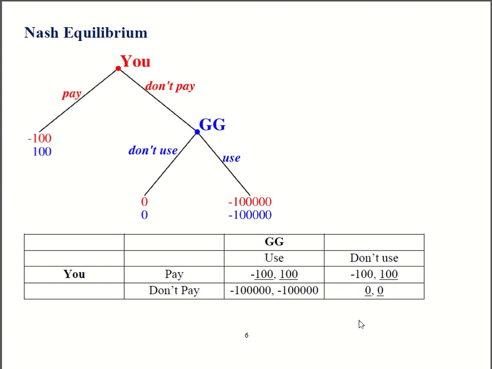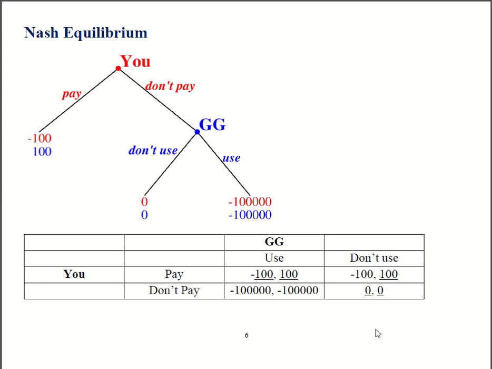Now switch perspectives here. If your strategy is pay, Grenade Guy's best response is both of them. Remember, if you play pay, the game ends, Grenade Guy gets $100, so that's it. So both those are best responses. If you're playing don't pay, then Grenade Guy's best response is don't use. He'd rather get 0 than get this massively negative payoff.